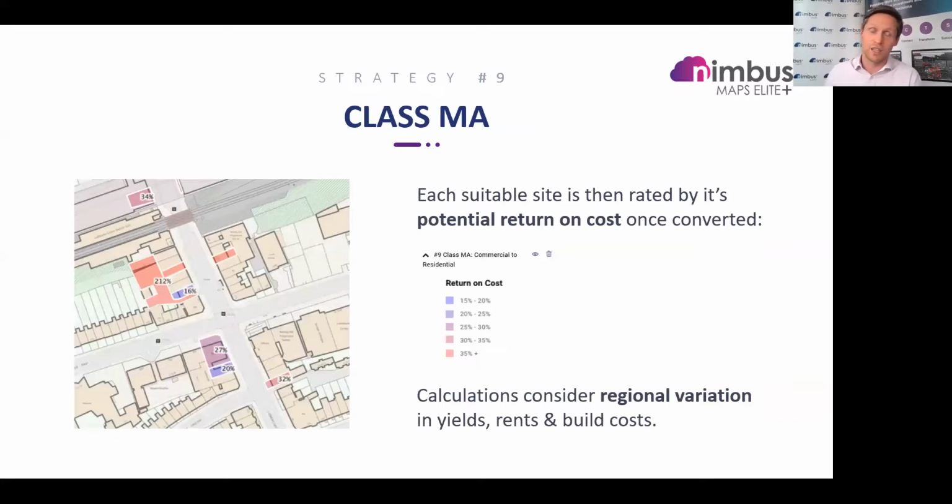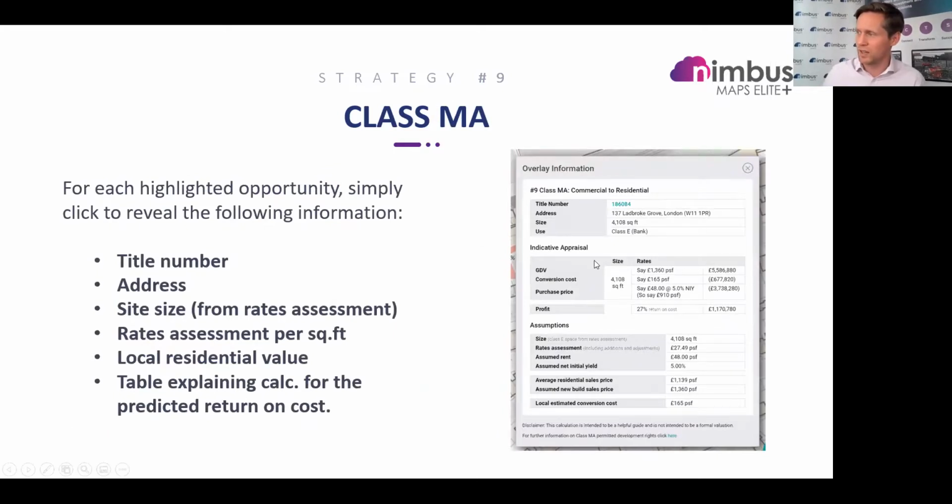It then categorizes the value and the return on cost that you're going to make from those properties, and it builds in a regional variation on the yields and rents that apply to these commercial buildings, and the build costs on top of that. It then usefully pops this little calculation down here to give you an appraisal for each of those buildings too. So it's checked the planning behind the scenes, checking that the building should fall within the new Class MA. It's then running a slide rule across it to say, should it convert? Do those numbers stack up to convert as well? And then plots all that on a map for you.